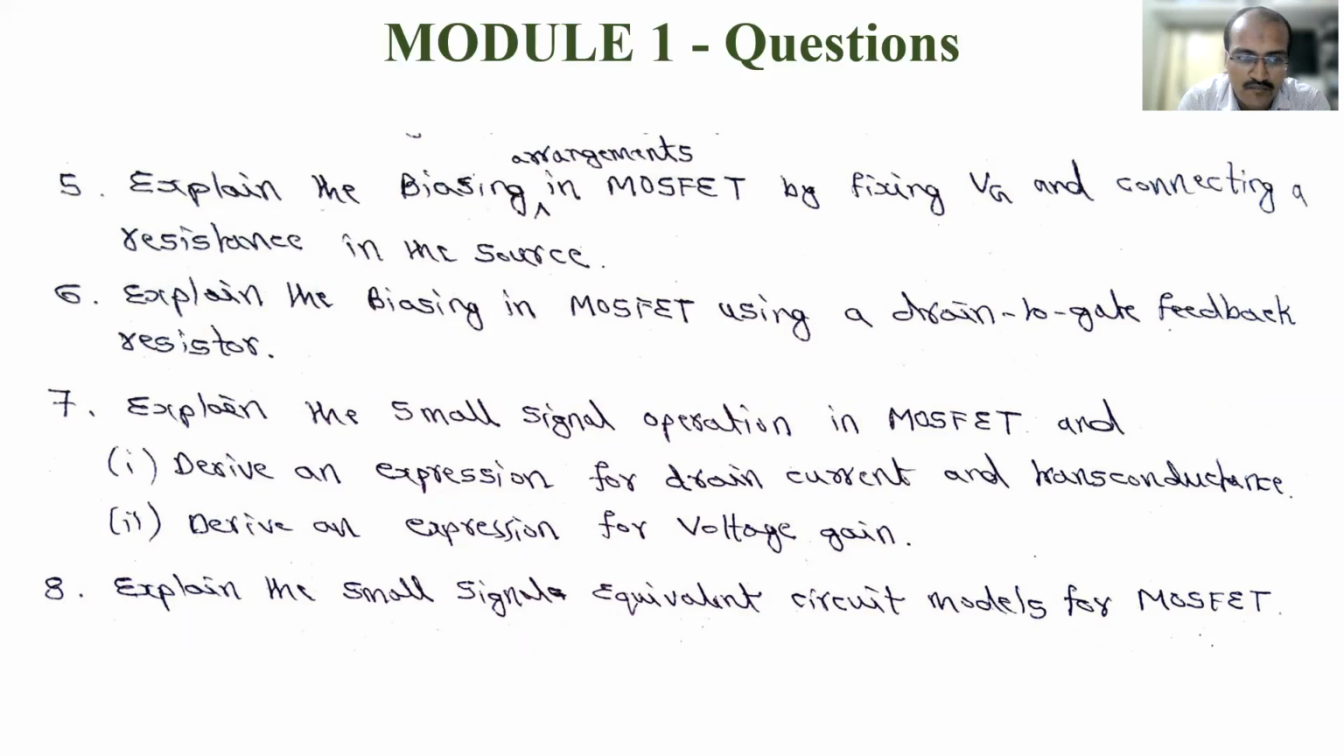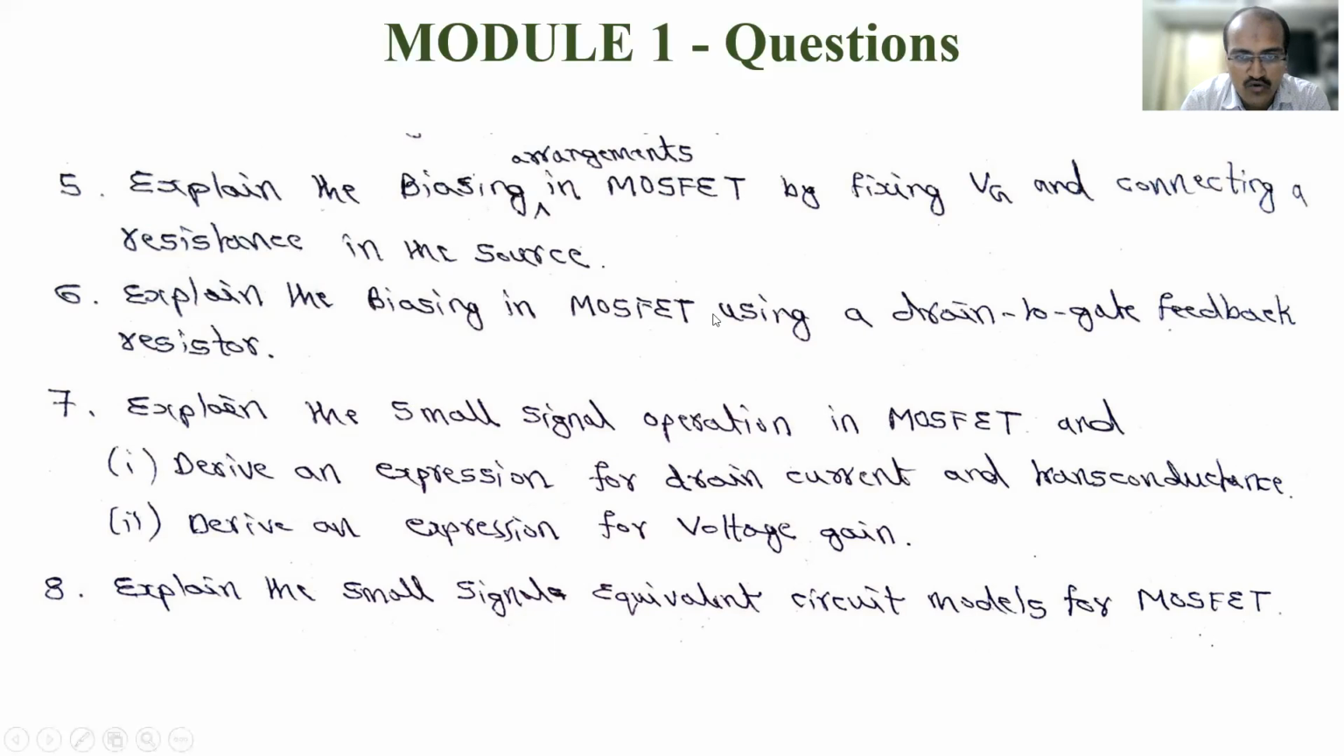Including problems it may become 16 questions, so that's why I have not included them. Already questions are there in the notes, so just go through the problems. Problems are also asked in the exam. Always 50-50: theory can be asked, and problems can also be asked. Clear? Next, explain biasing in MOSFET using a drain to gate feedback resistor. I have discussed this problem, right? This is a biasing arrangement, so this also can be asked. So go through this.